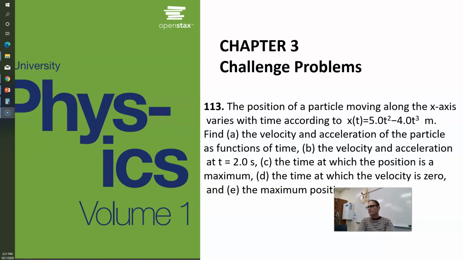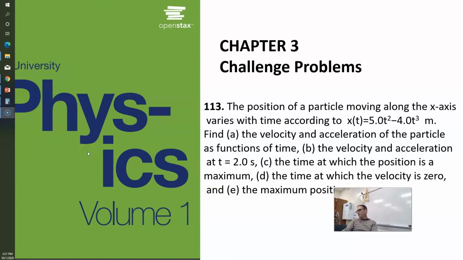Okay, guys, in this problem, the position versus time function is given as 5t squared minus 4t cubed, and they want the velocity and the acceleration as a function of time, the value of the velocity and the acceleration 2 seconds later, the time at which the position is maximum, the time at which the velocity is 0, and the maximum position.